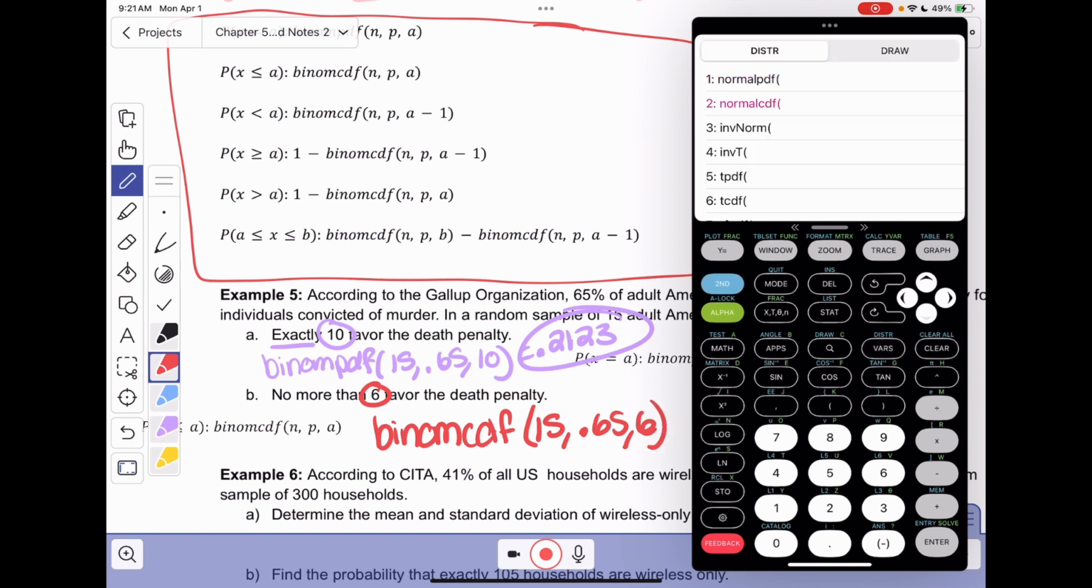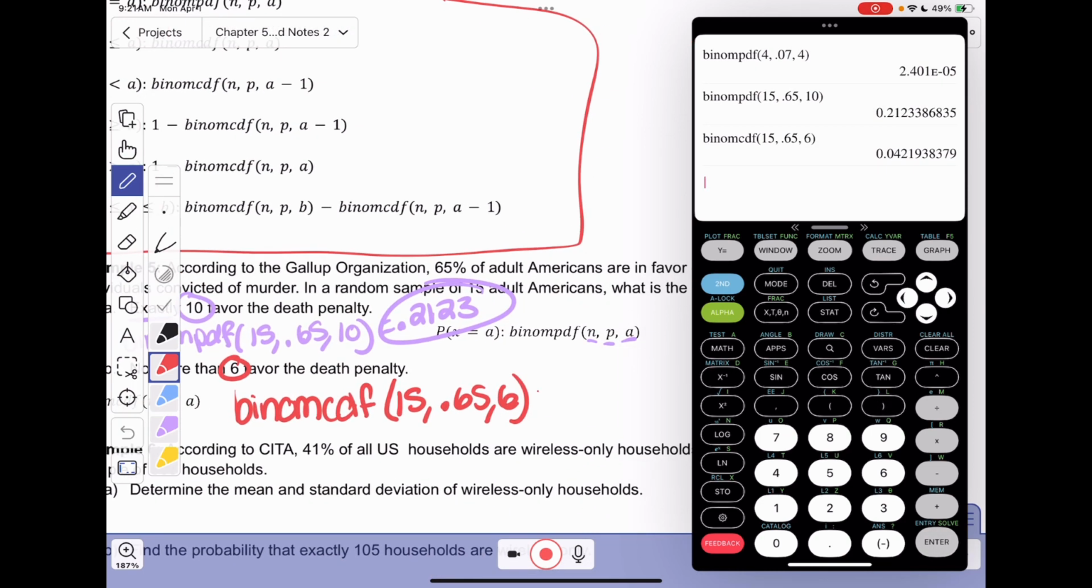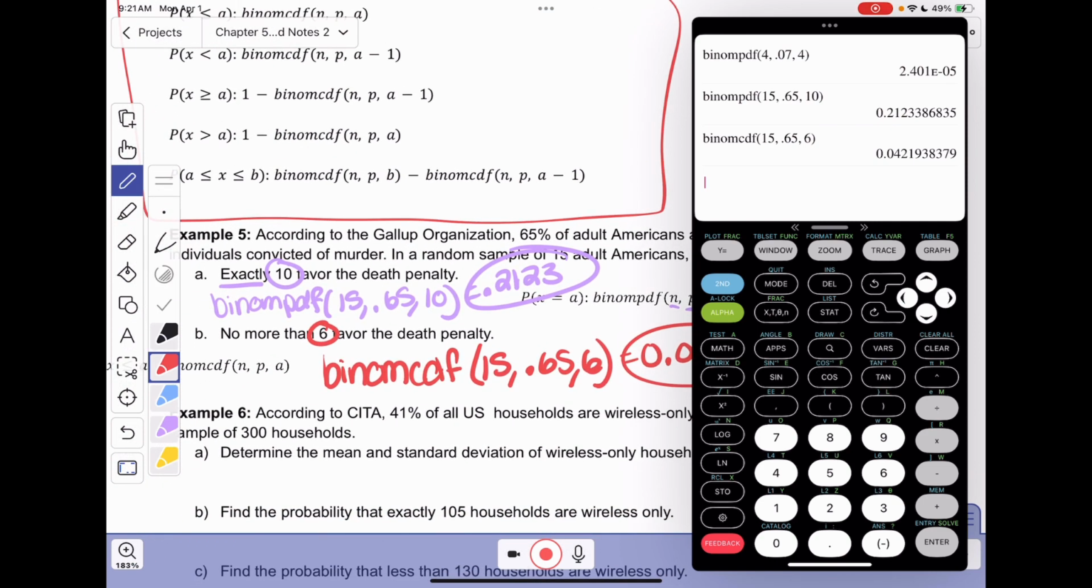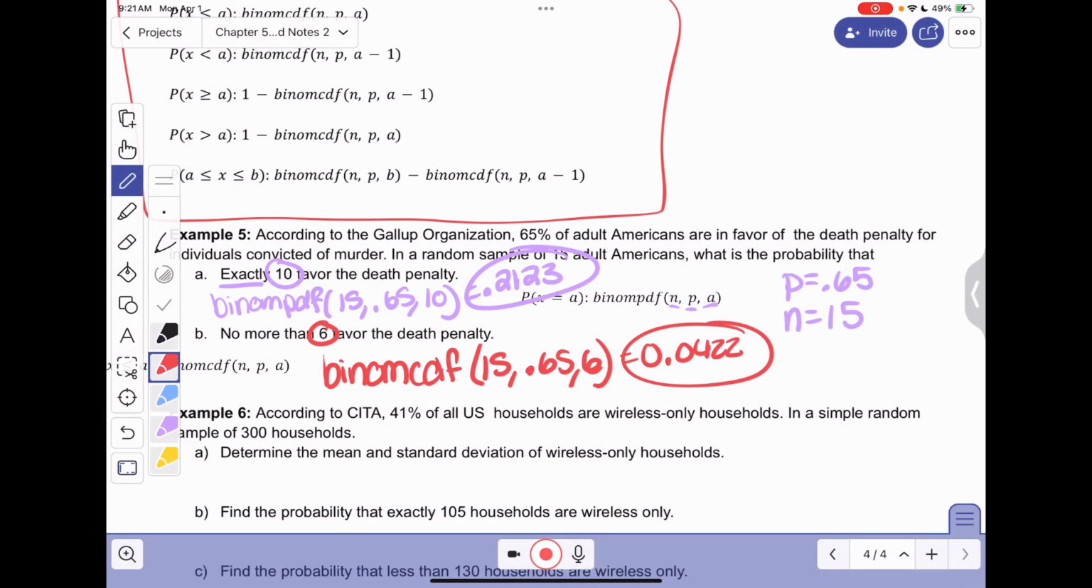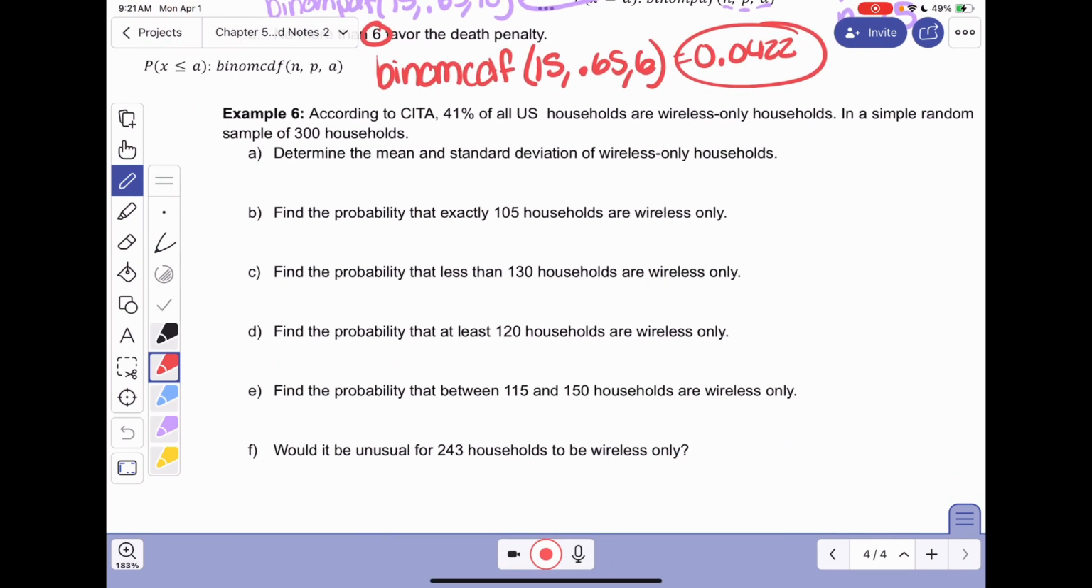So second vars. Now we're going to choose B, 15, comma, 0.65, comma, 6, and we get 0.0422. So it's 4.22% that no more than 6, so 6 or less, would favor the death penalty. So that's that kind of example.